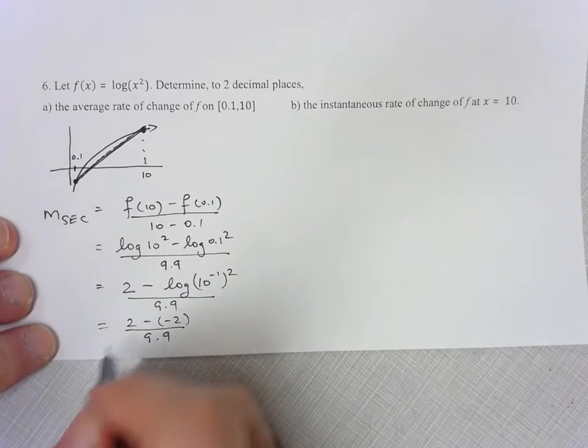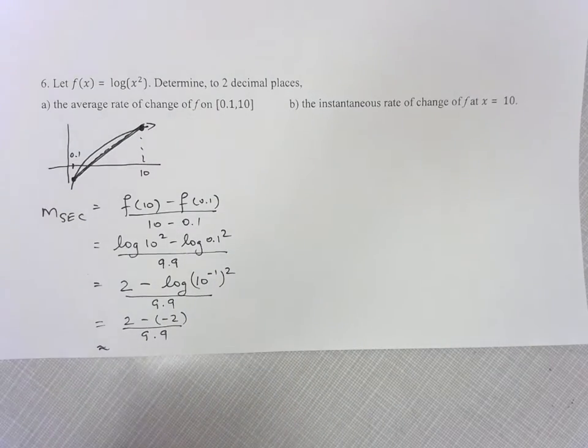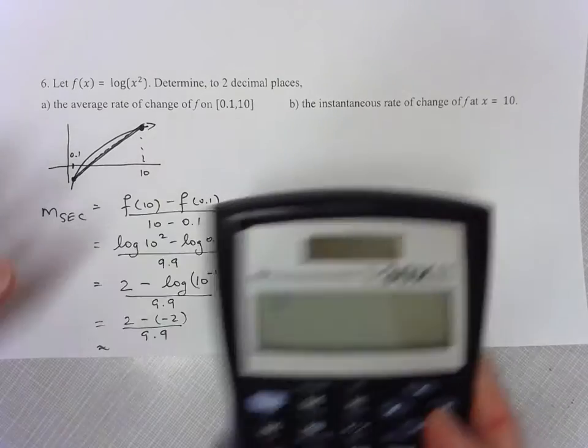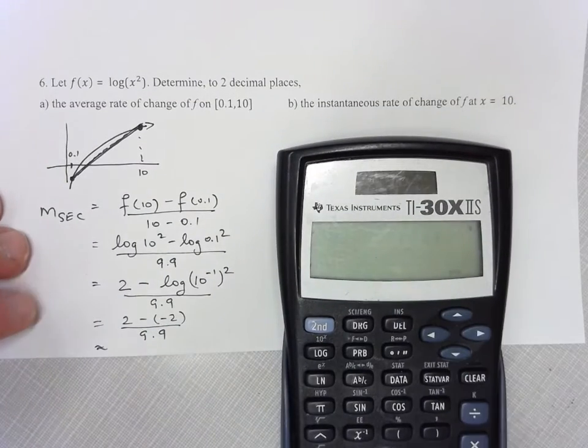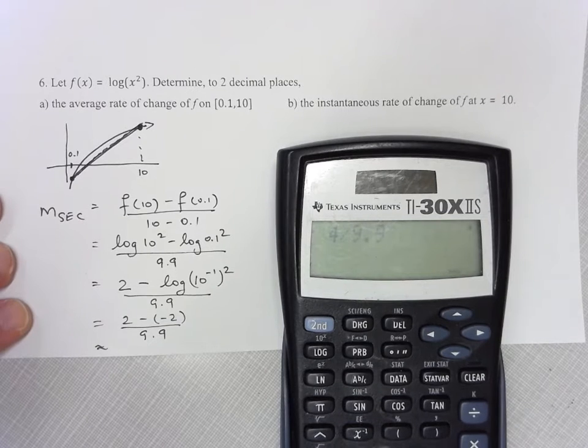Since I am looking for an approximation, let me take my calculator and approximate that. So 2 minus negative 2 is 4, divided by 9.9. To 2 decimal places, that's 0.40.